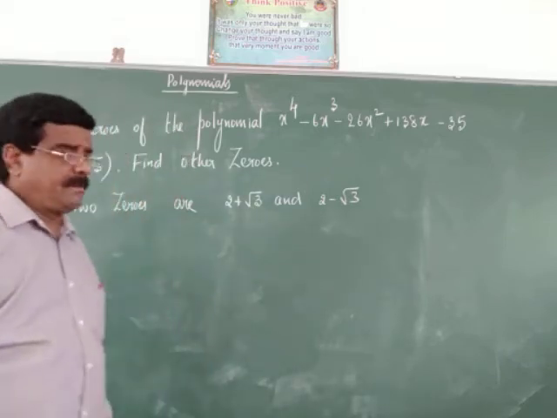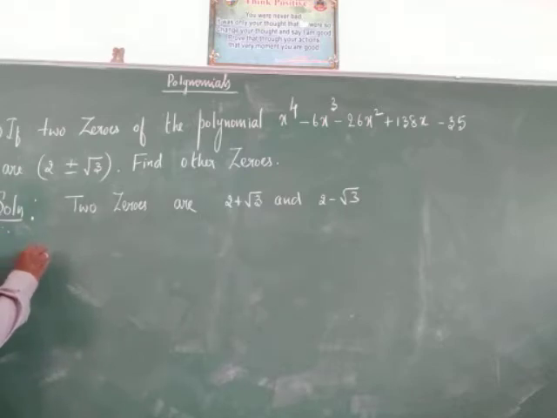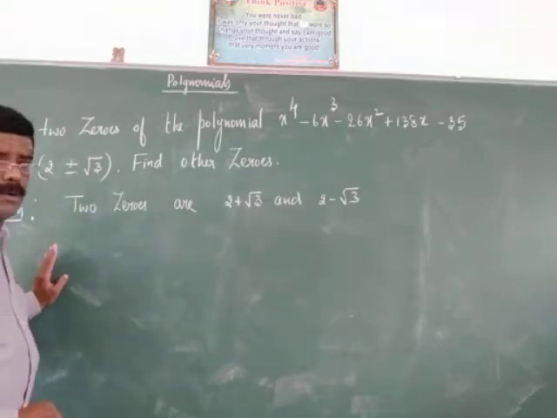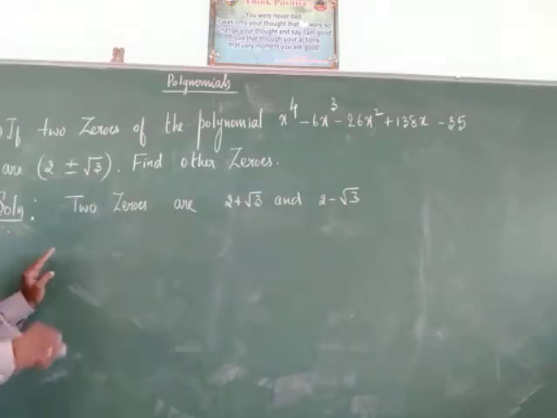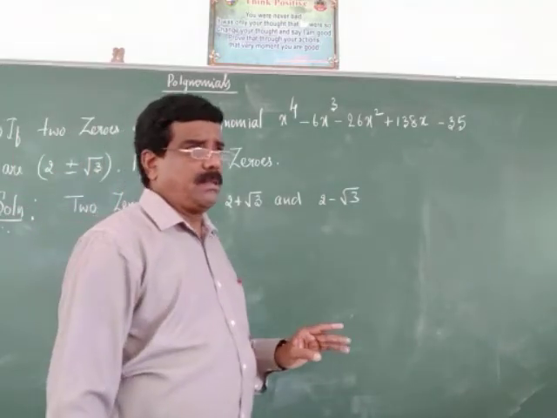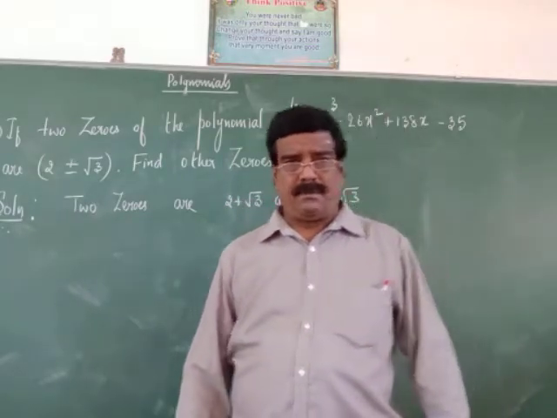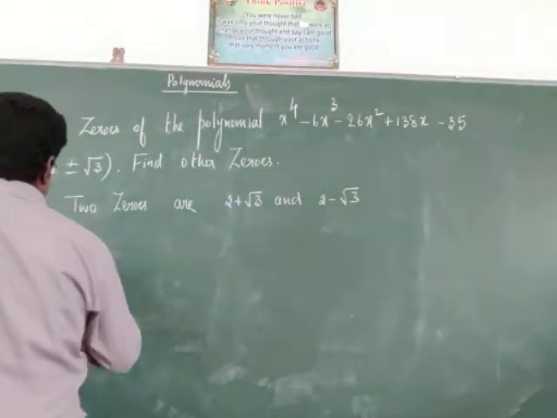Yes. Now, let us find the quadratic polynomial by using the formula x square minus sum of the zeros into x plus product of the zeros. We can consider that as the polynomial of x.